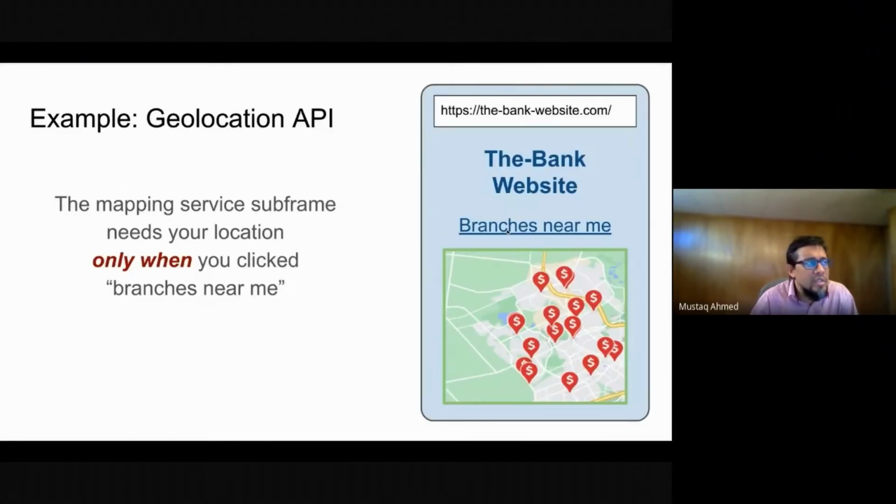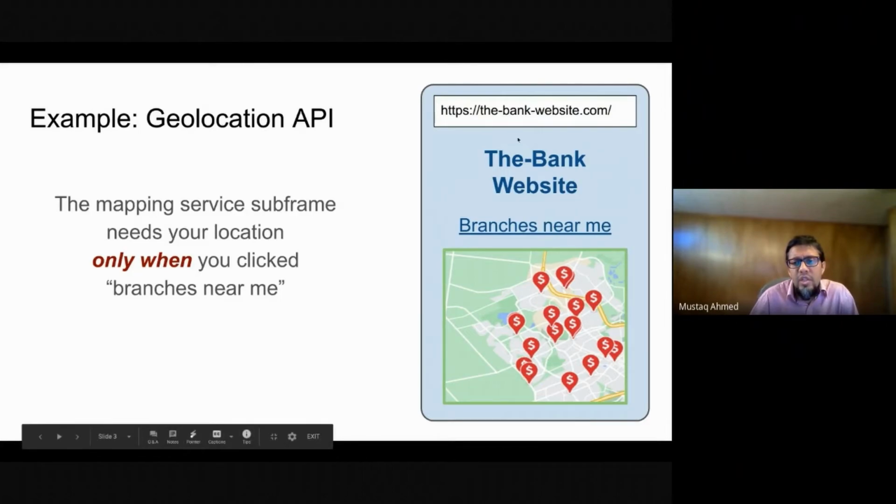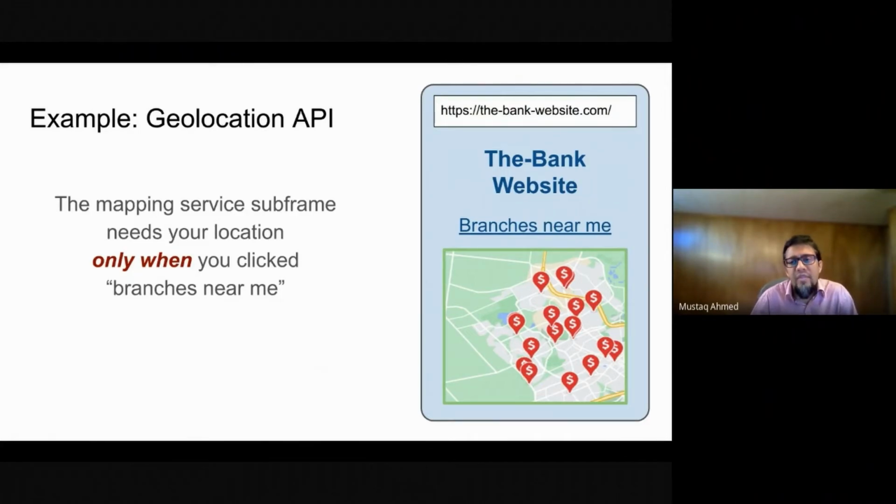Why are we doing this? Suppose your bank website has a branch locator service, which is actually done through a mapping site in a subframe. So that site shouldn't know your location except when you click on the "branches near me" link. This kind of time-constrained access to the geolocation API is only possible through dynamic delegation.